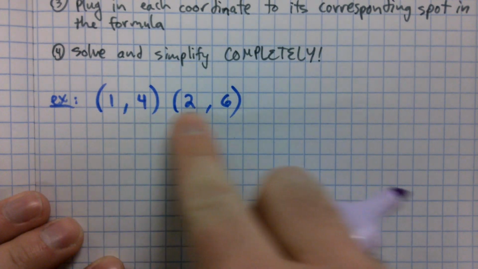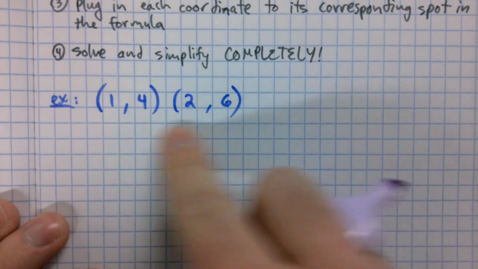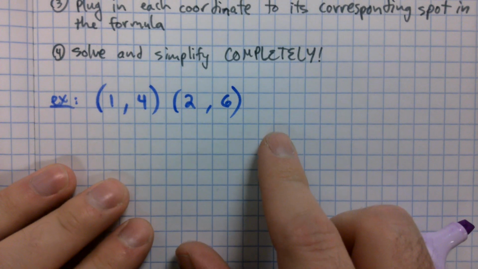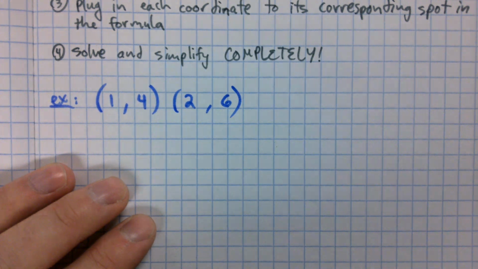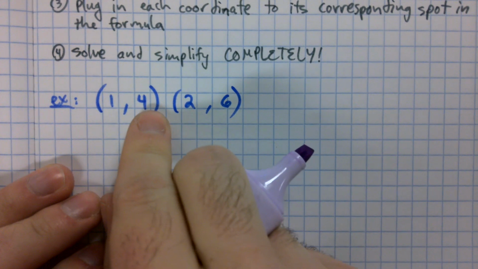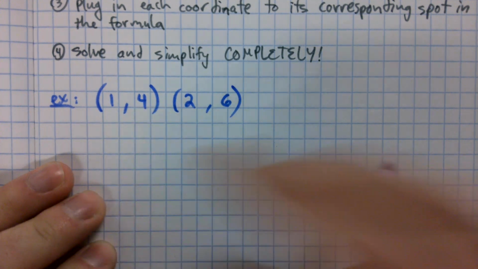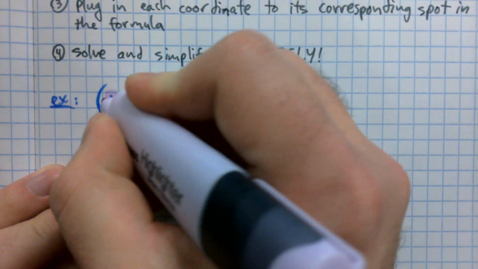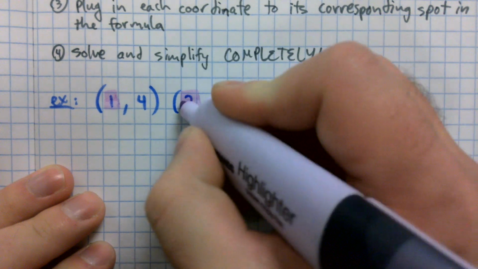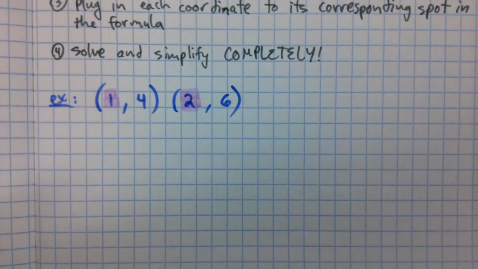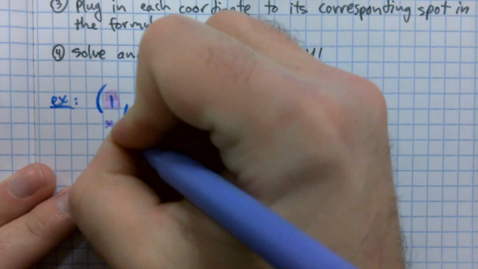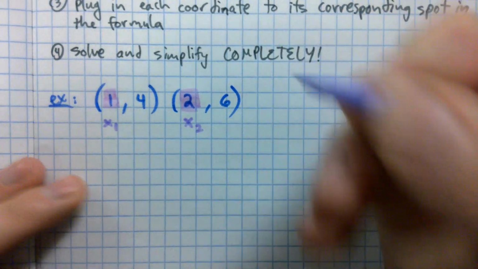Which of these 4 numbers, there's 2 of them, is an x coordinate? Devin? 1 and 2, right? It always goes x first, y second. So 1 is an x coordinate and 2 is an x coordinate. We're going to label those x1 and x2.